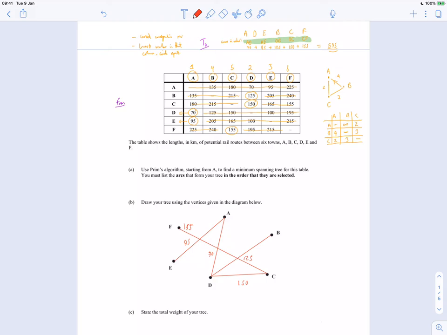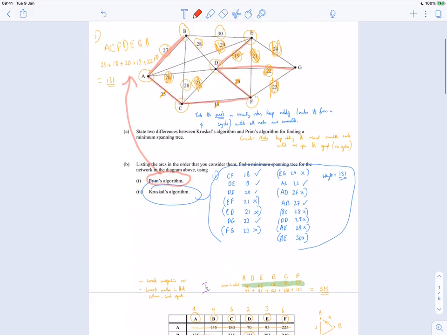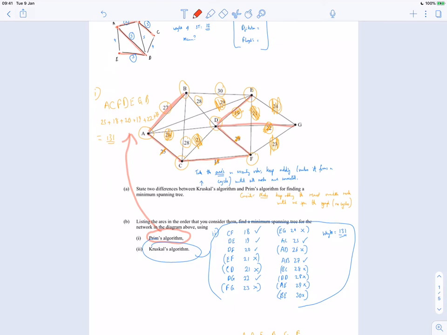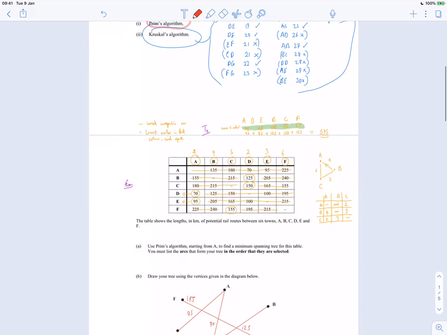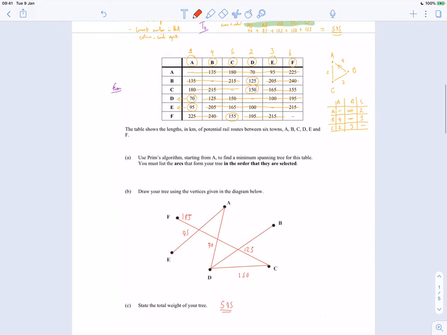So draw your tree using the vertices given in the diagram. State the total weight of your tree. Well, I've done that already. That's 595. Okay, and there isn't a better way of minimizing this. So just a recap. Prim's is where you add nodes, and you're connecting the nearest node from the weighted network as you're going along. Kruskal's, you don't care if it's connected or not, you just list all of the arcs in ascending order and add the next arc on, and you don't want cycles. Prim's you can do also with a distance matrix, as I've said before. Hopefully that made a bit of sense.